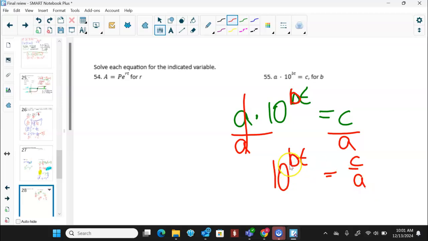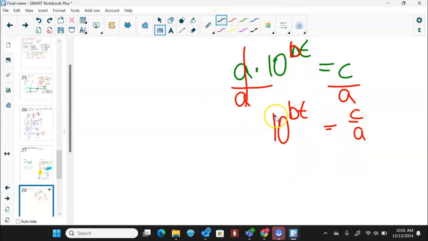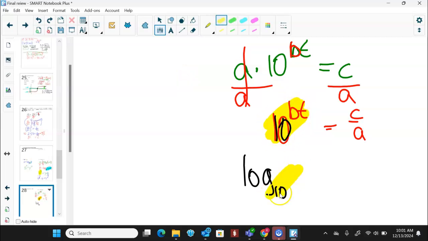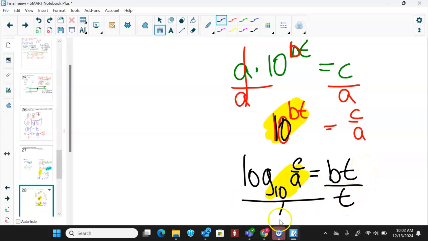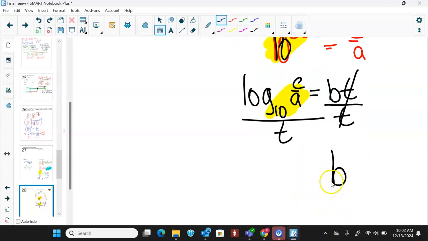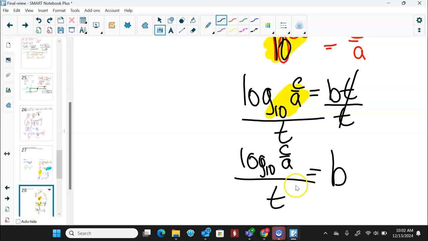Now, once again, this is an exponential function. So what we're going to do is turn it into a log. My base is 10, so that means log base 10. Now, once again, same principle. This cannot be together here. So I'm going to get the c over a here equals the exponent. Now we're solving for b, so the only thing left is to divide by t, which means the whole entire thing is divided by t. So you are going to end up having a b that equals log base 10 of c over a, divided by t. Okay?